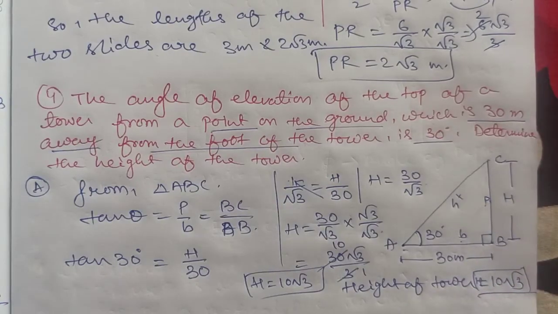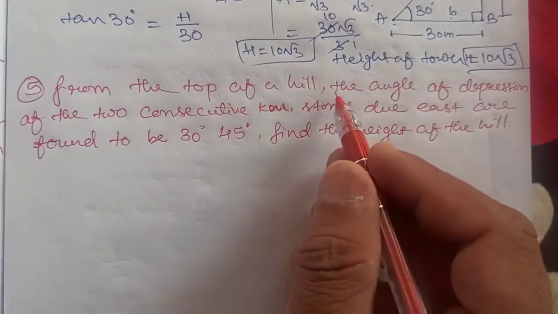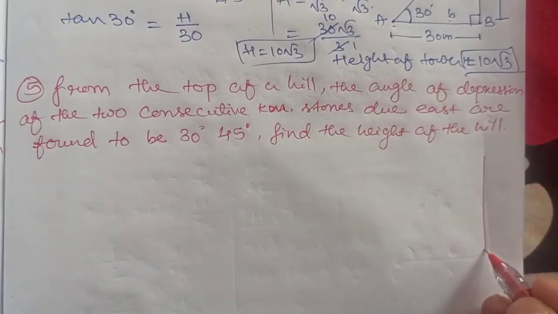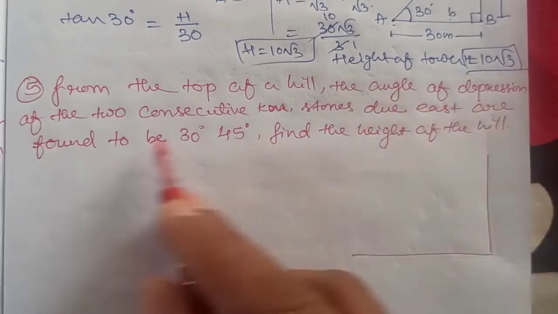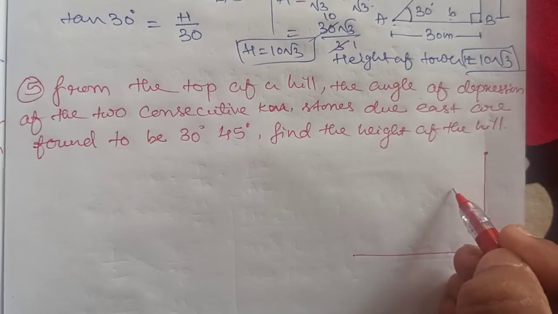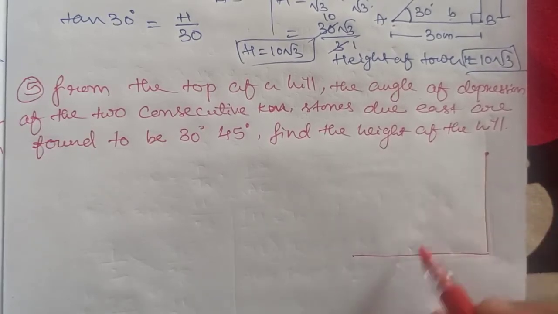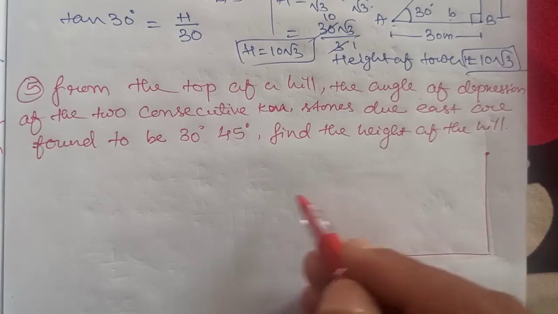Getting? Next question. Now question number 5. In question number 5 it is given: from the top of a hill. That means there is a hill and this is the ground. From the top of a hill, the angle of depression. Depression means somebody is standing here and he is observing towards the ground. If you are looking from top to bottom, that is called depression.